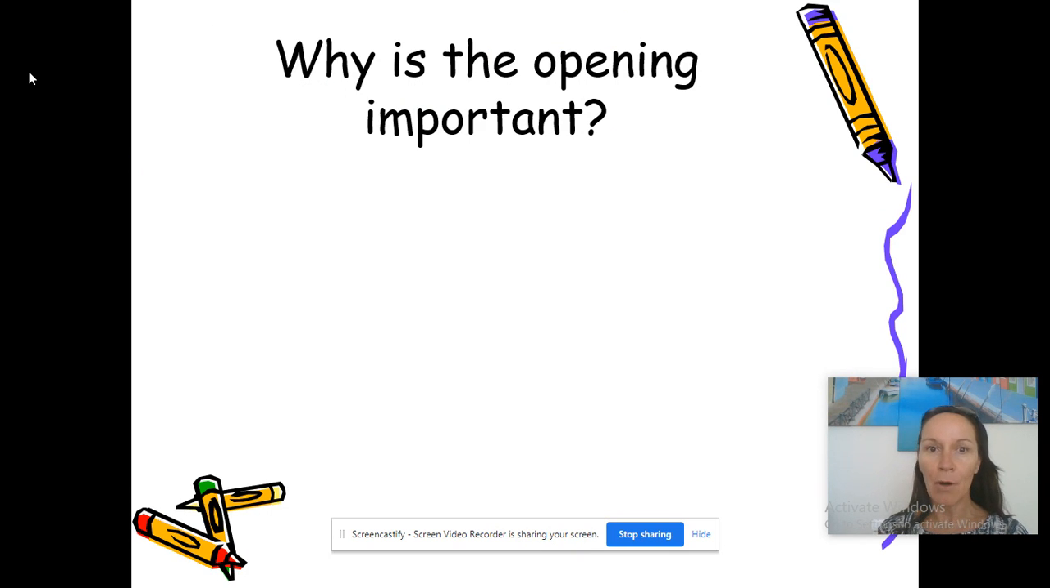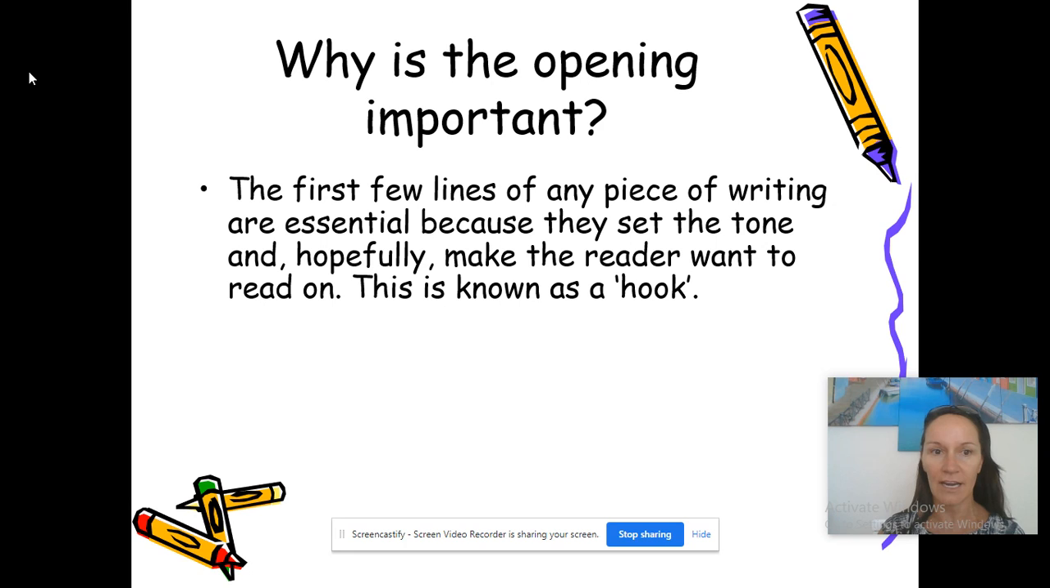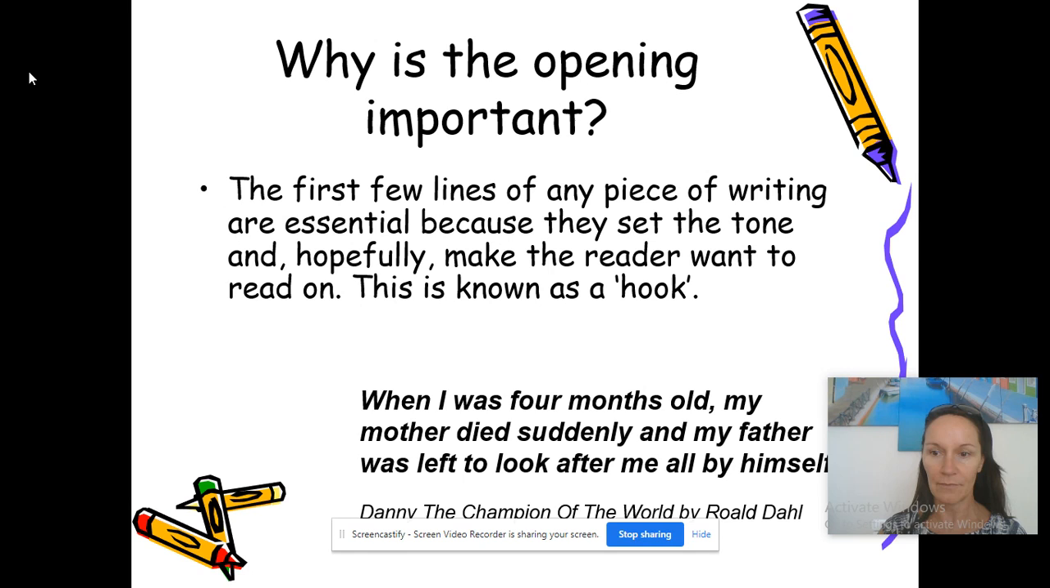And probably the most important thing you need to think about when you're planning and writing a story is the beginning. Because if people are not interested and you don't hook them in immediately from the beginning, they're not going to want to carry on reading your story. So the first few lines of any piece of writing are essential because they set the tone and hopefully make the reader want to read on.